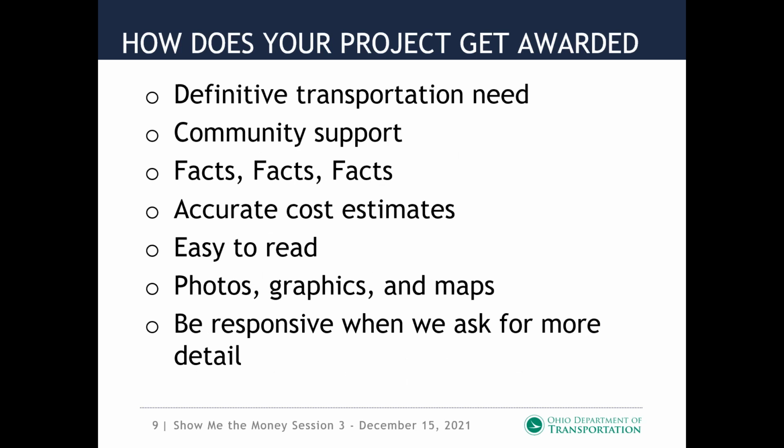So here are a few things that you will want in an application. We covered this in the first session, but it is important enough to cover again. We want to make sure you have a definitive transportation need and community support, and make sure those facts are aligned and accurate in the beginning of the application and the end of the application. Make sure your cost estimates are accurate, the application is easy to read, and that you have supporting documentation like photos, graphics, and maps that help tell the story along with your content in the draft write-up.